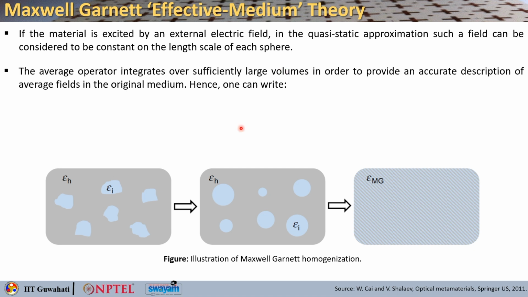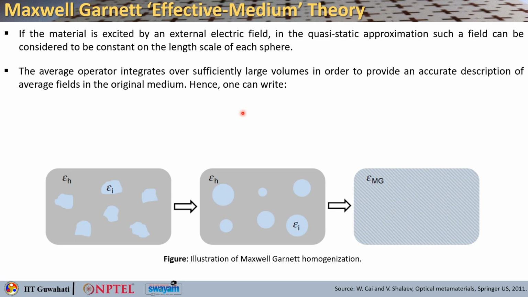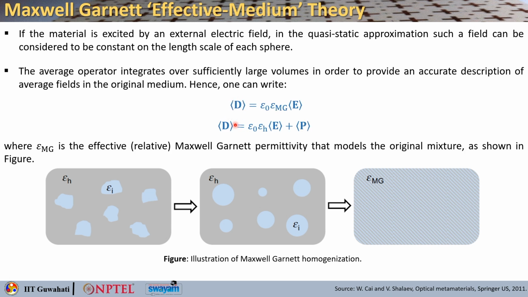So, in that case, what will happen? The average operator could integrate over a sufficiently large volume in order to provide an accurate description of the average fields in the original medium. So, you can write the average displacement field to be equal to epsilon naught epsilon mg and then the average electric field.